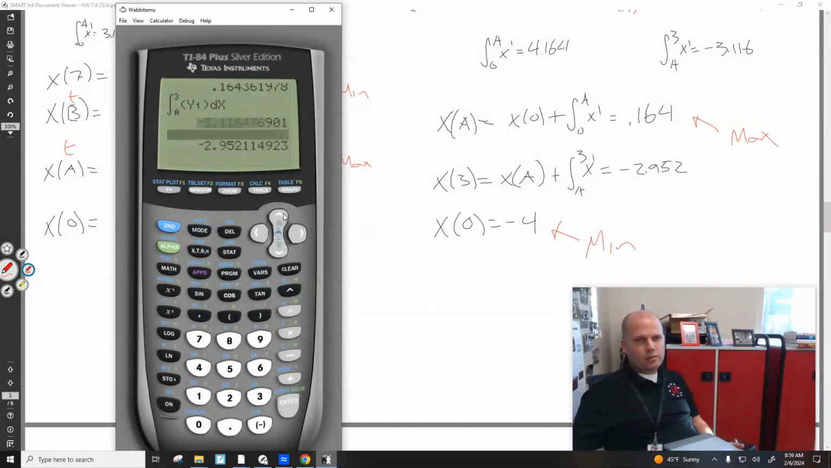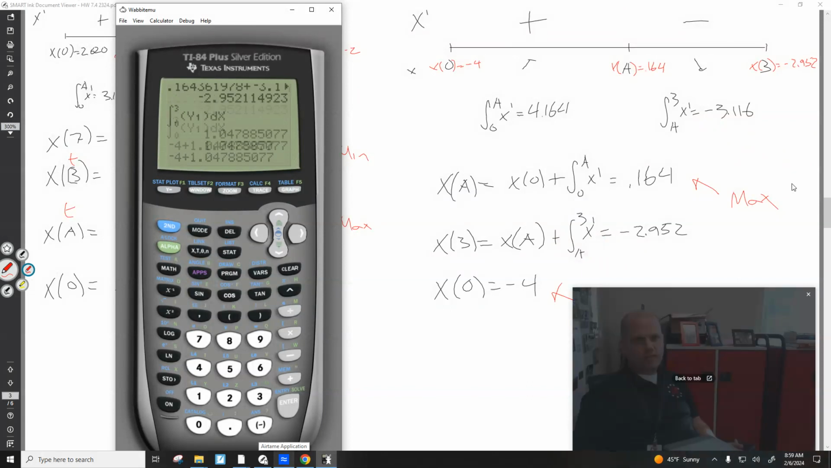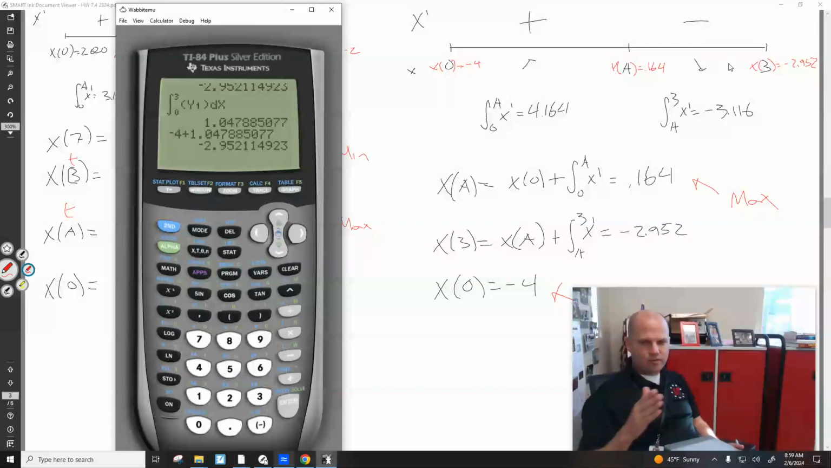Double check. Couldn't we just go 0 to 3? Boom. And add that to -4 to quickly get my end. If I just wanted my end, yeah, make sure we understand. Don't have to step it out with every single 0 at a time. Your calculator can accumulate all of your derivative over the entire interval, which is how you could get an end quickly.